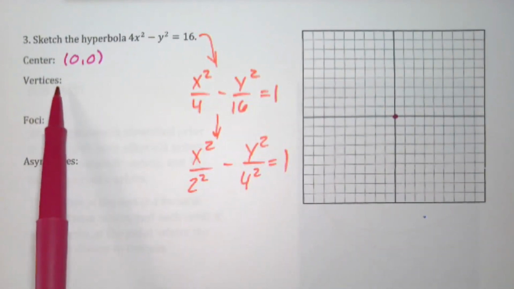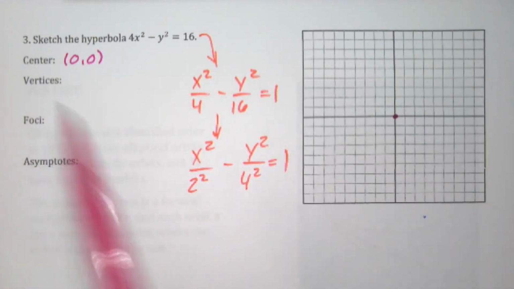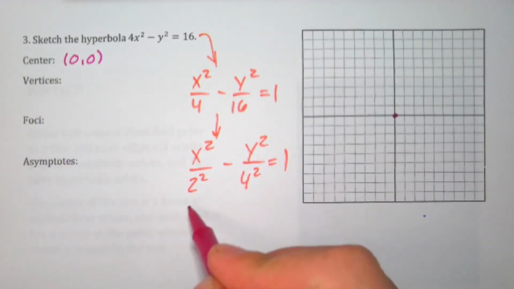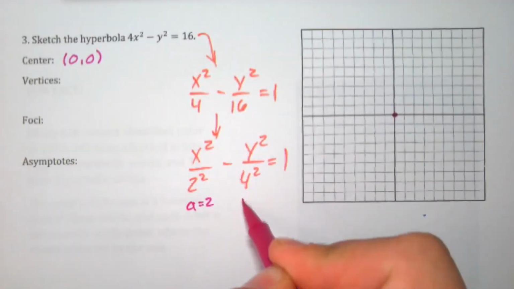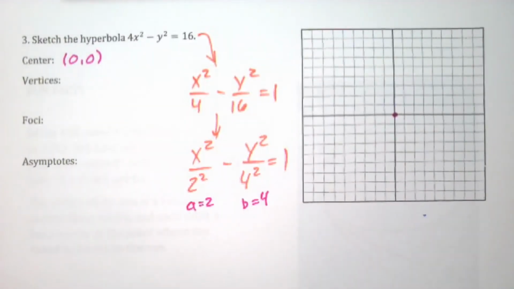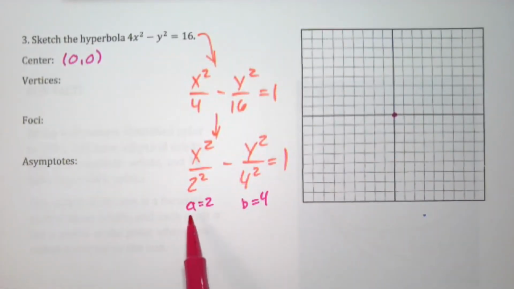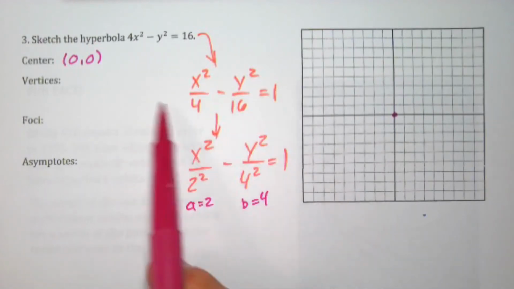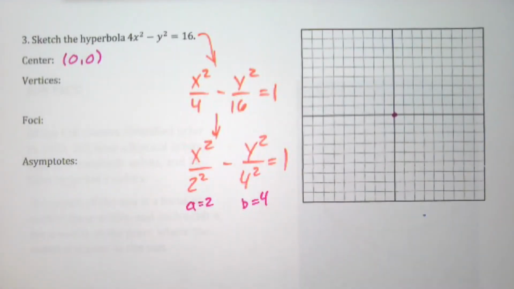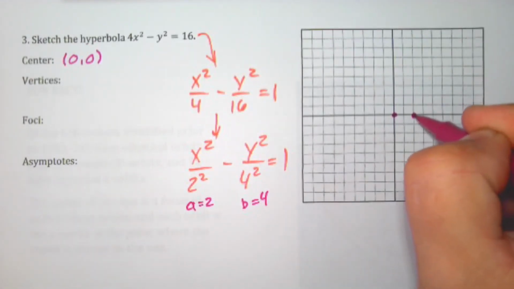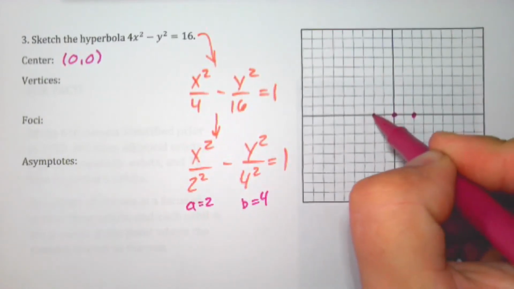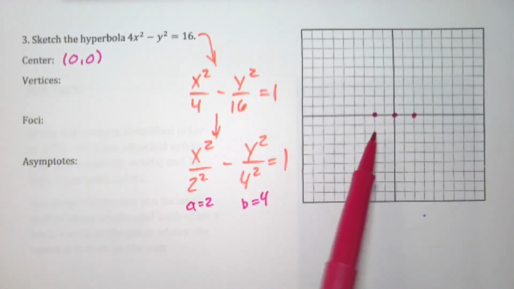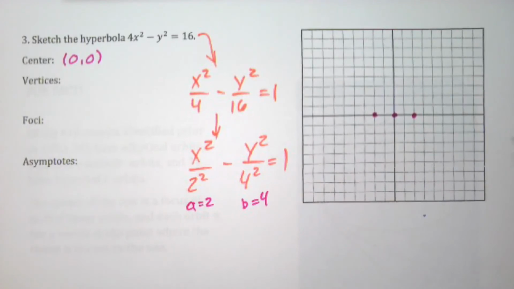Our vertices are a away from the center. So a for us is 2. B for us is 4. So 2 to the left and 2 to the right, since this is going to be a horizontal transverse axis. So 1, 2, there's a vertex. 1, 2, there's a vertex. So that's happening at positive 2, 0, negative 2, 0.